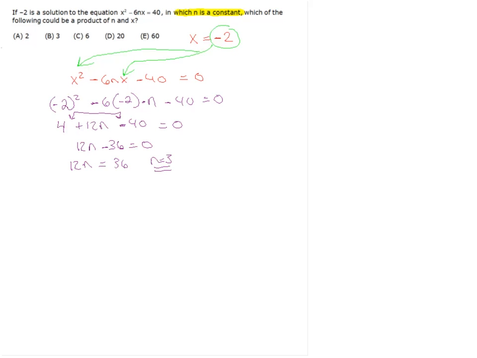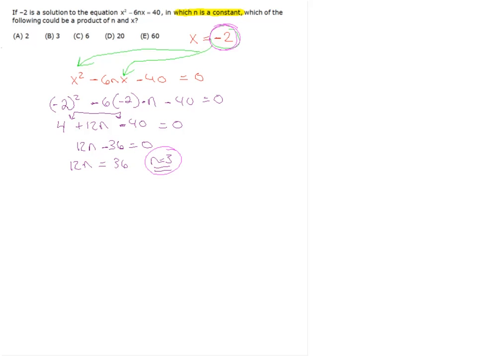Now, in a perfect world, we'd be done, but of course, this is the GMAT, and they're going to force us to do more work. So the next thing says, which of the following could be a product of n and x? Now, the trap here is to say, well, I have n equals 3, and I have x equals -2, so maybe the answer is C, because maybe I did something wrong. Maybe n should have been a -3, and -3 times -2 is 6.